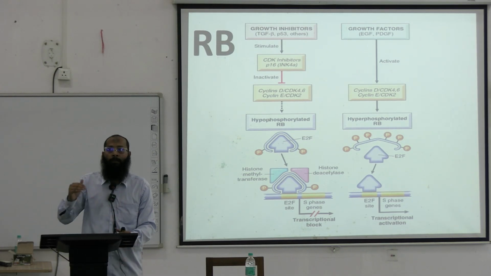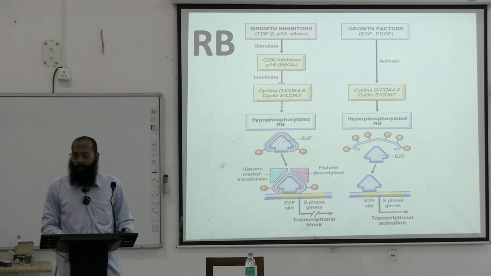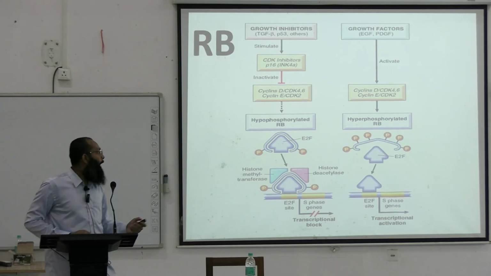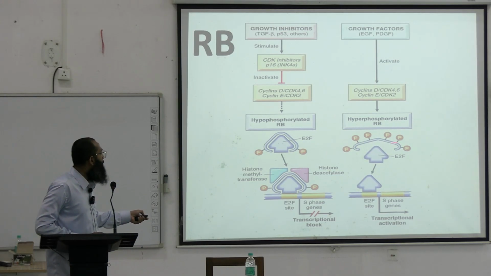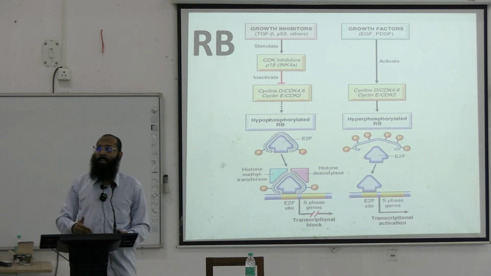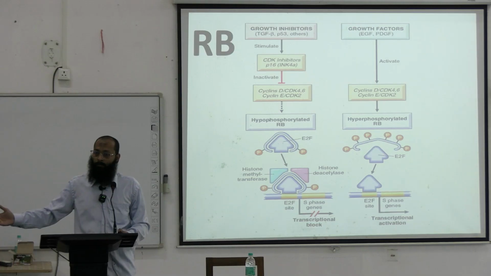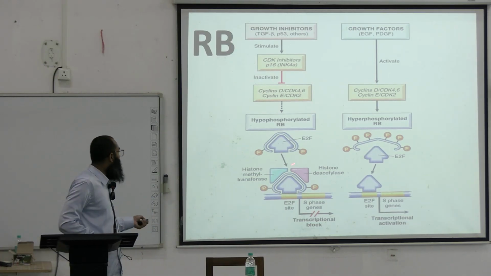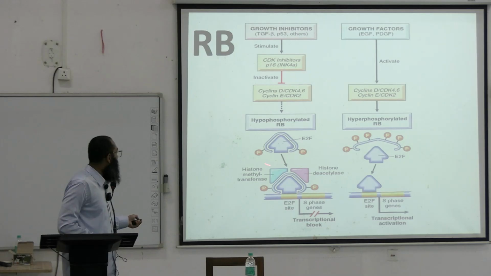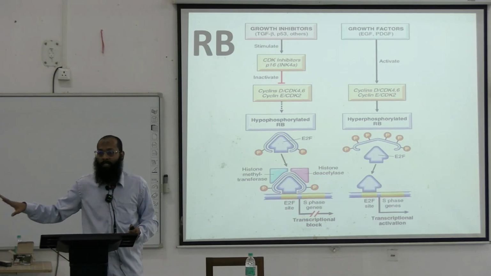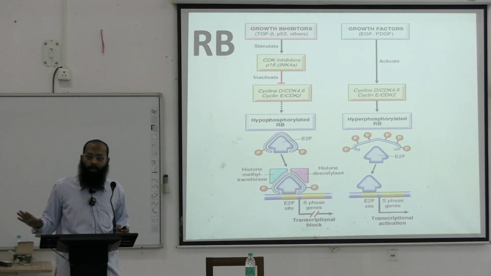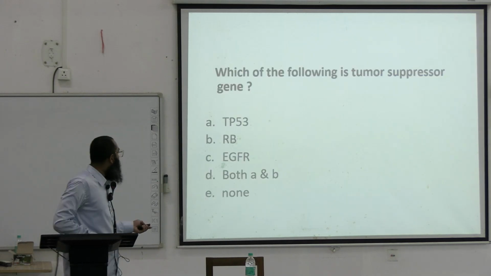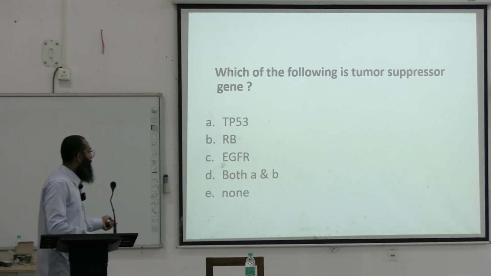It is phosphorylated by cyclin dependent kinases, and once phosphorylated, this RB protein releases the E2F and the cell can go to S phase. So this RB protein is actually inhibiting that transition. Clear? Sit down.